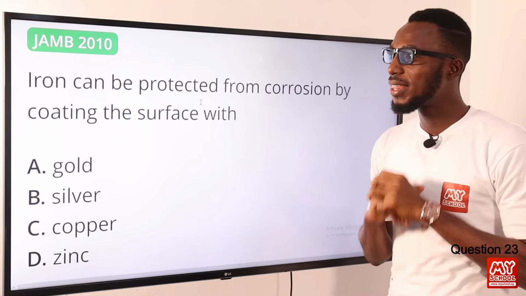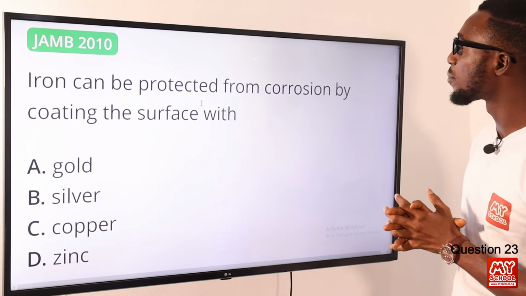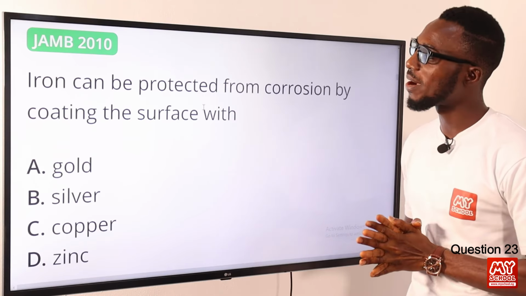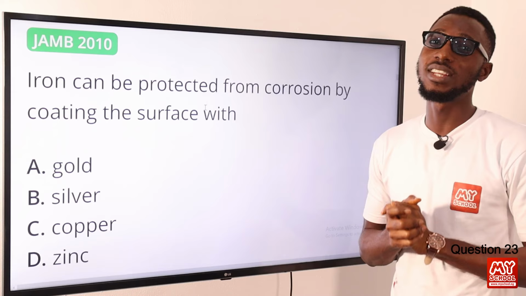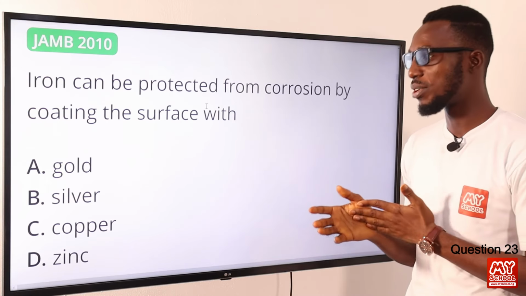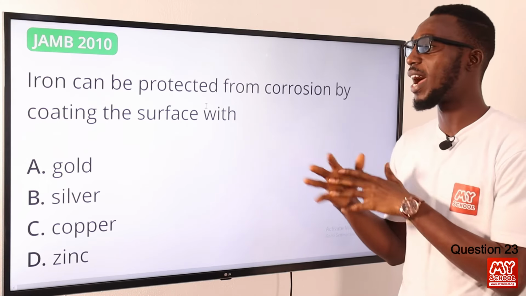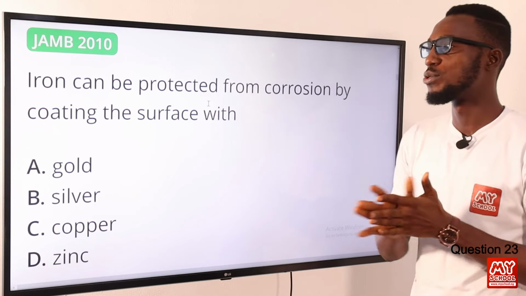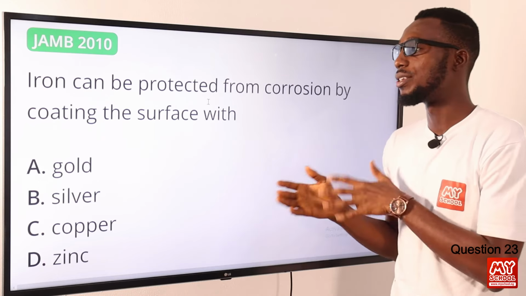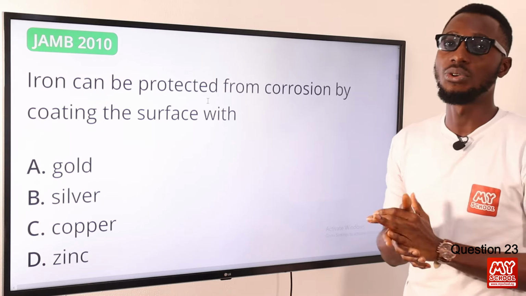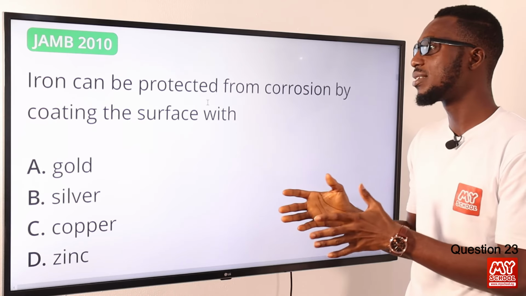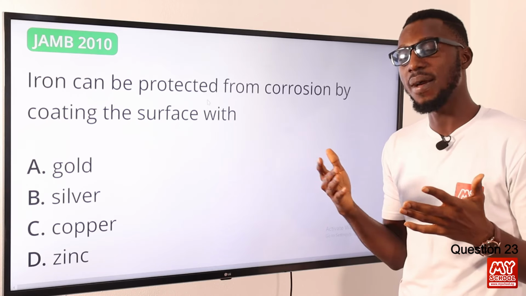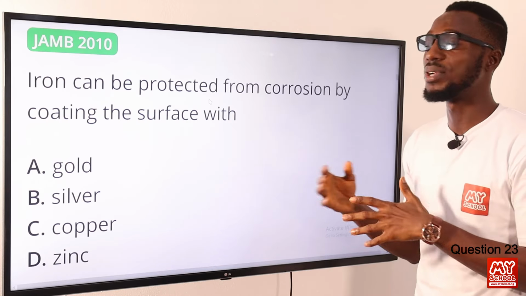Question number 23. So iron can be protected from corrosion by coating the surface with what? At first, let's talk about corrosion of iron. Corrosion of iron is actually referred to as rusting. So what is rust? Rusting, or corrosion, occurs from the action of atmospheric oxygen and water. This is where you now have your brown hydrated iron 3 oxide. So for that reason, how do we now prevent rusting? There are ways we can use. We can use paints and tars. We can use grease and oil.